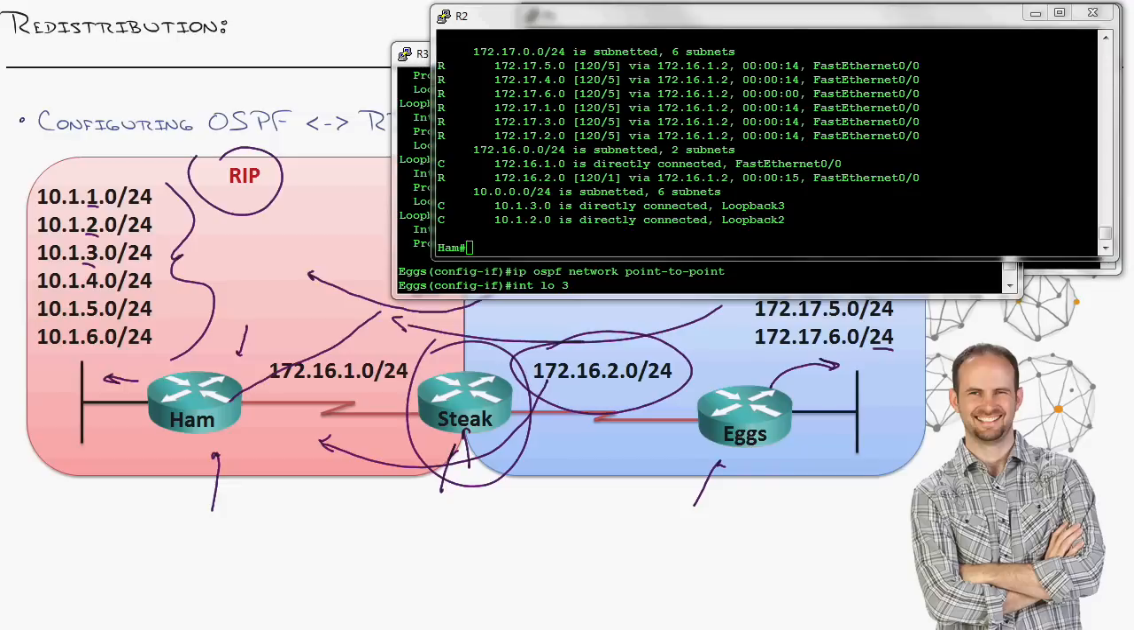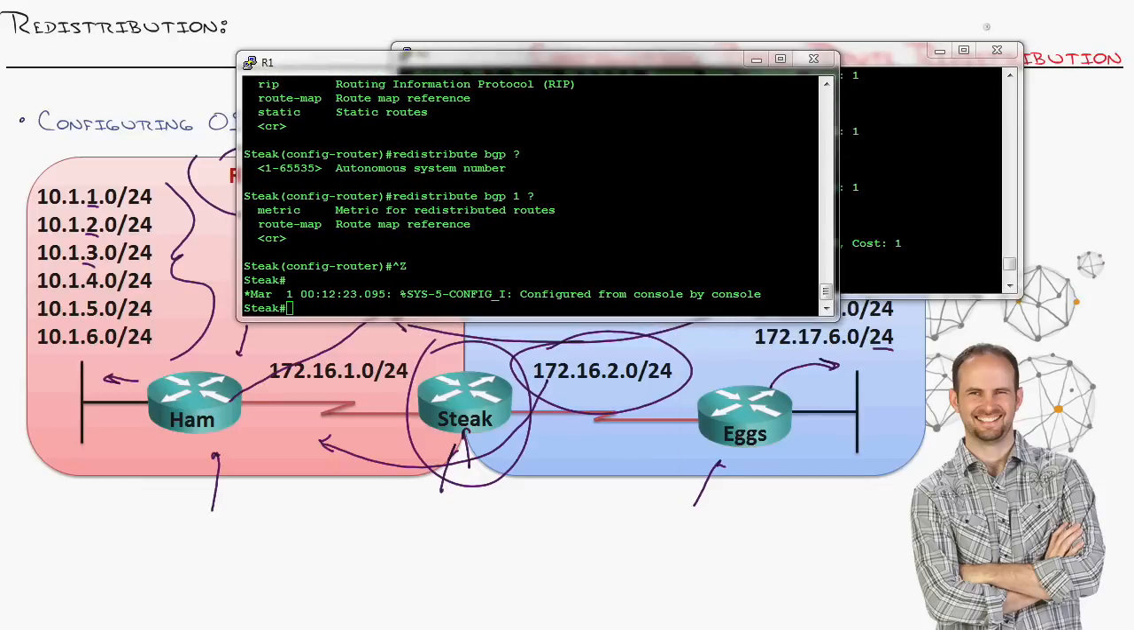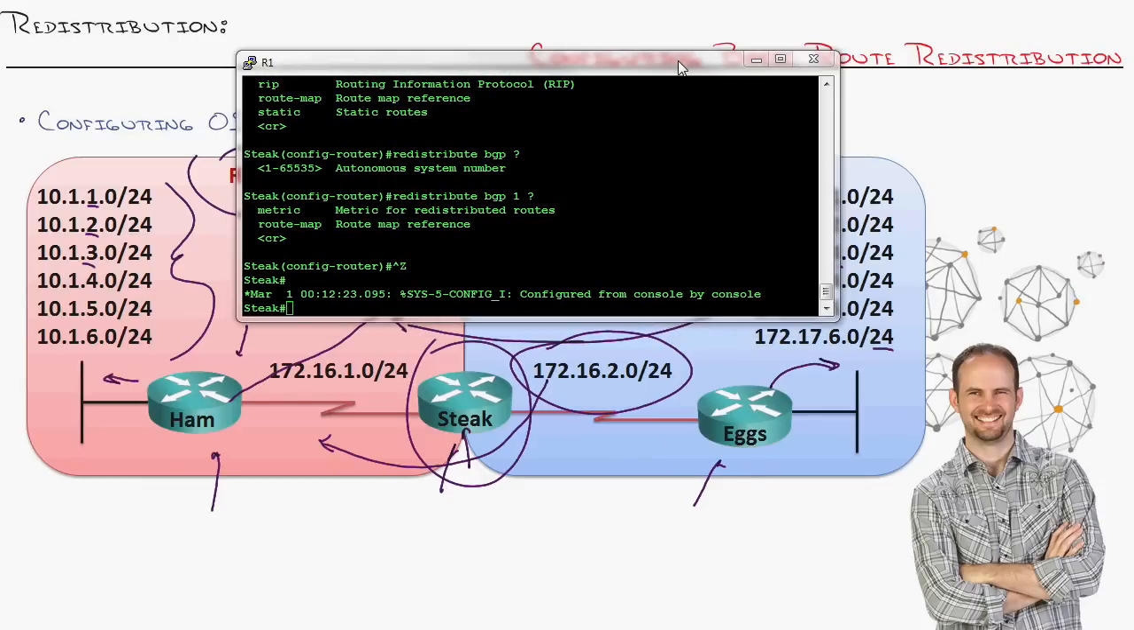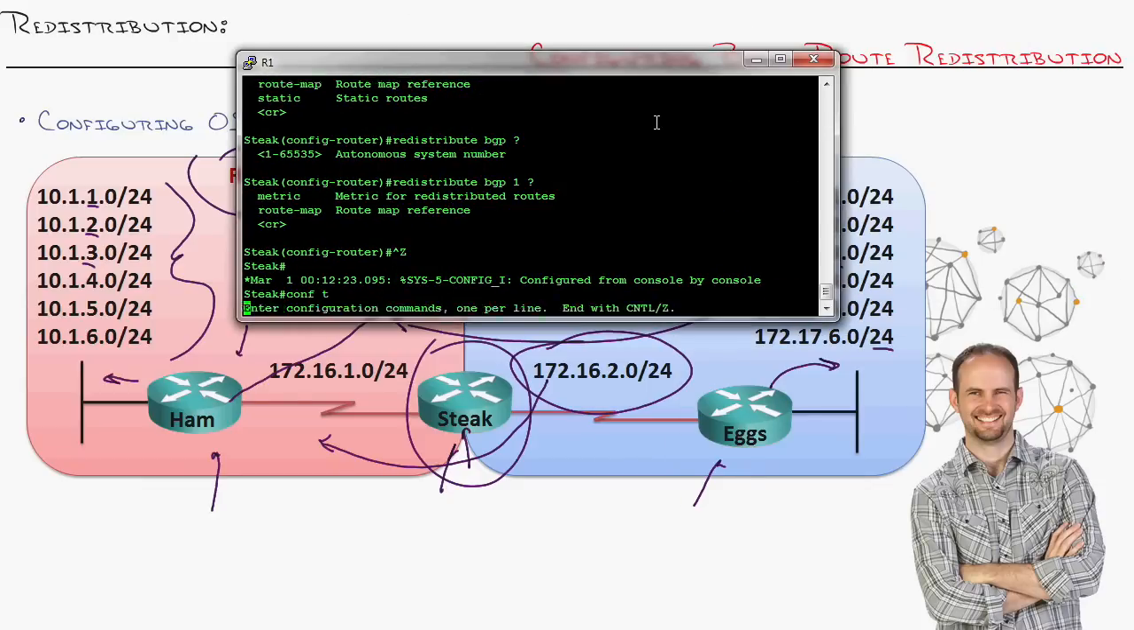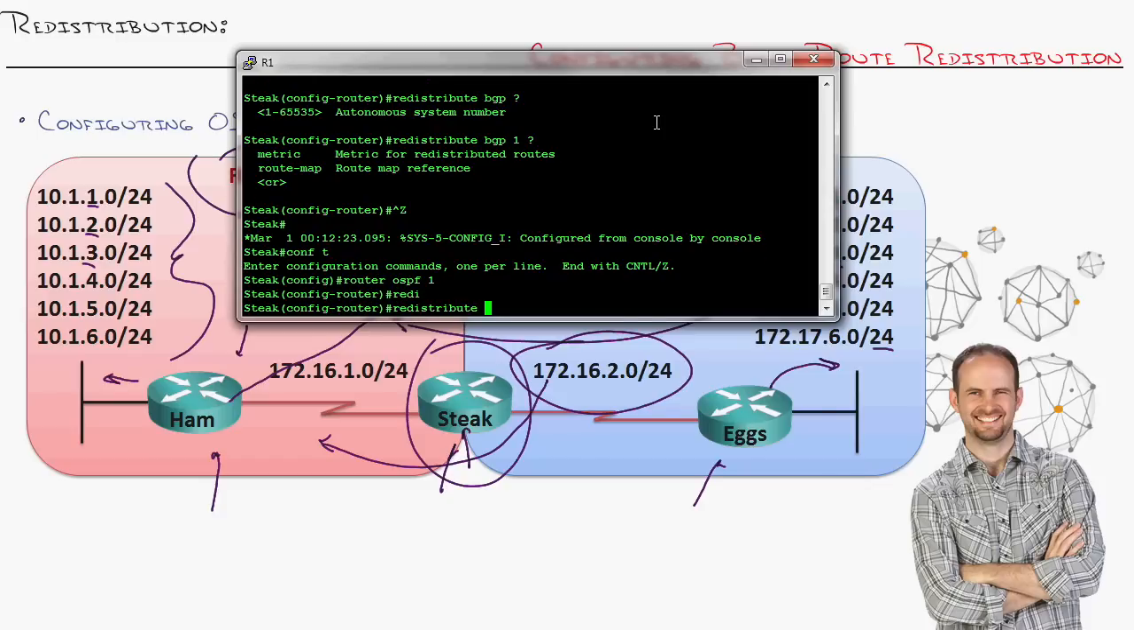Now let's bring steak back into the picture and go the other way. Why? Because there's going to be different options. Check this out. I'm going to go on steak, and let's clear the slate a little bit, and go into router OSPF, right? Because that's going to be what we're redistributing into. I'm going to do redistribute RIP.